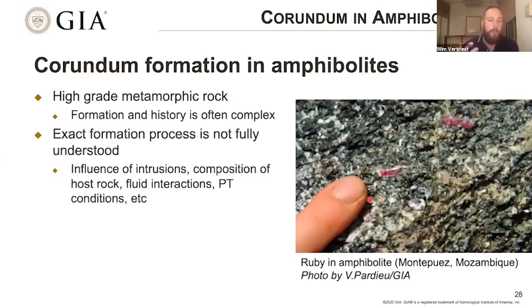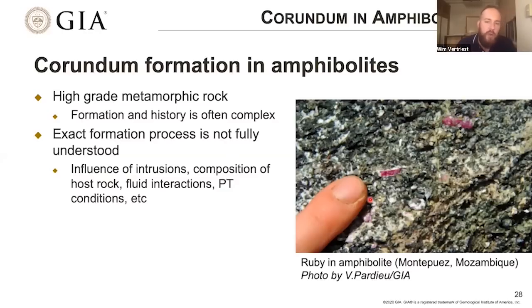Now, the exact formation process of how we grow corundum in these rocks is not fully understood. For example, we don't know what the influence of intrusions is, what the influence of the composition of the host rock is. Are there fluids involved? What are the exact pressures and temperatures that we grow this ruby, and that this rock has been subjected to? Those are all still open questions right now.